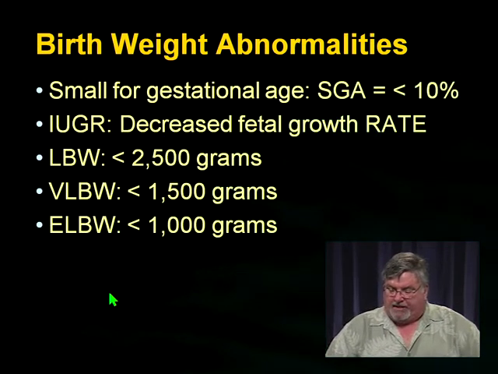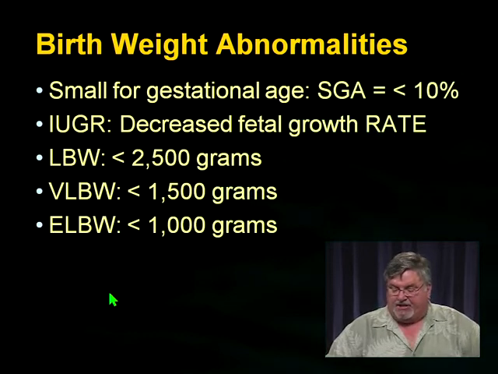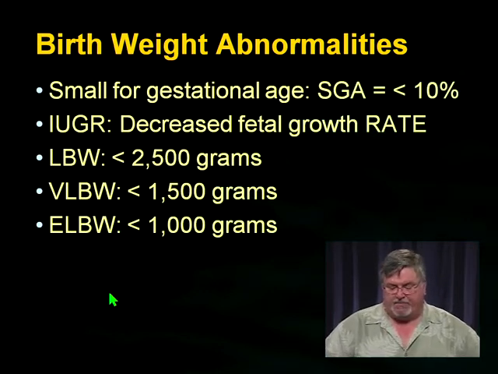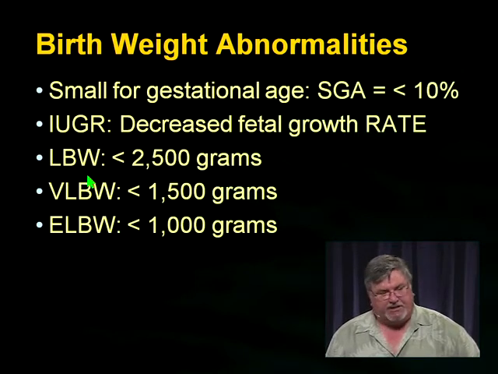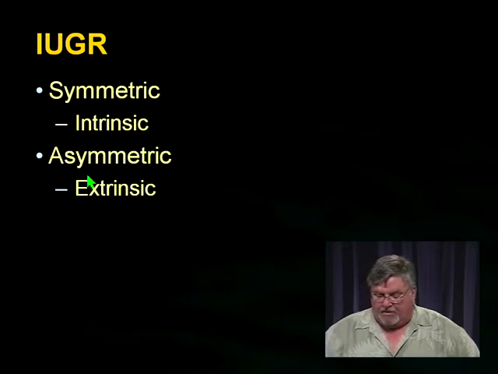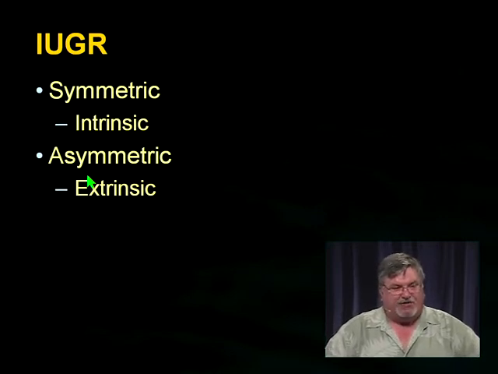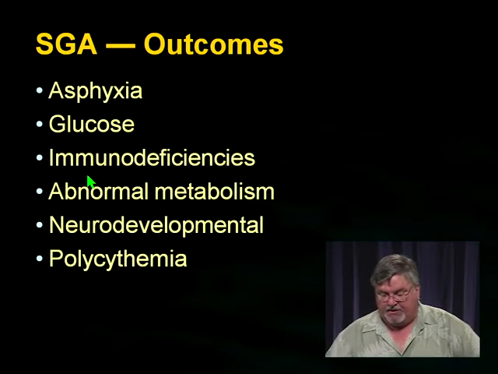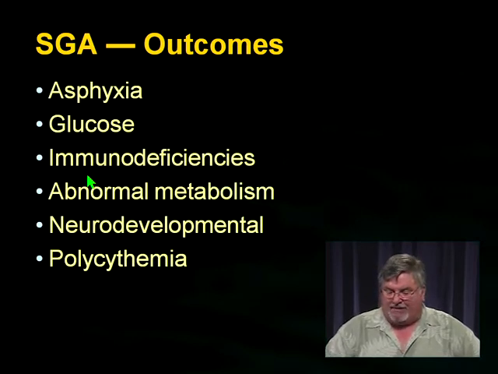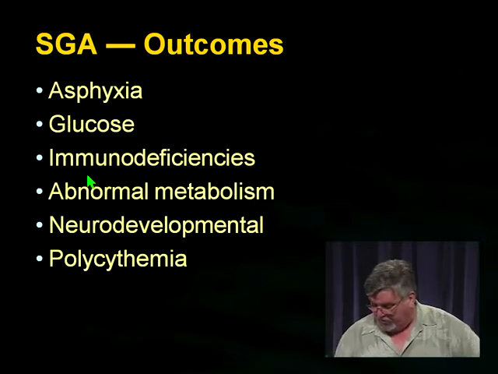Small for gestational age. IUGR is actually decreased fetal growth rate. In order to have a decreased fetal growth rate, you have to have two measurements. And remember, these terms, low birth weight, very low, and extremely low birth weight, are not gestational age dependent. They're just absolute numbers, okay? Symmetric IUGR generally represents intrinsic fetal abnormalities. Asymmetric IUGR generally is an extrinsic mother or placental issue. SGA outcomes, these are common outcomes in kids who are born small for gestational age. So it's useful to know those.